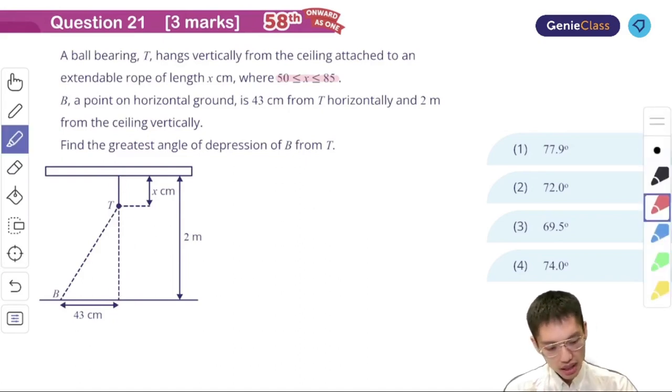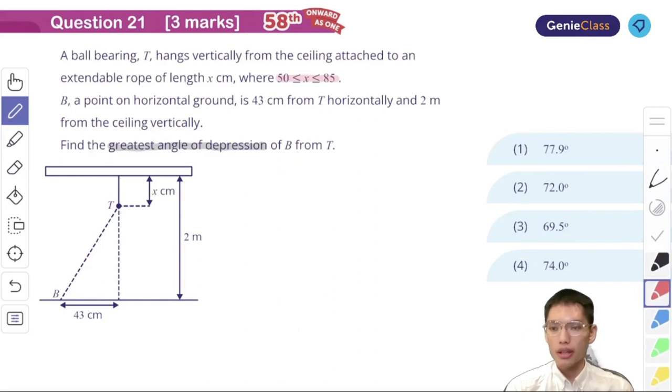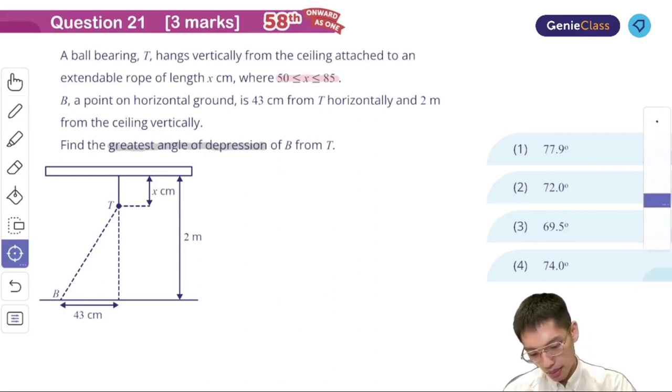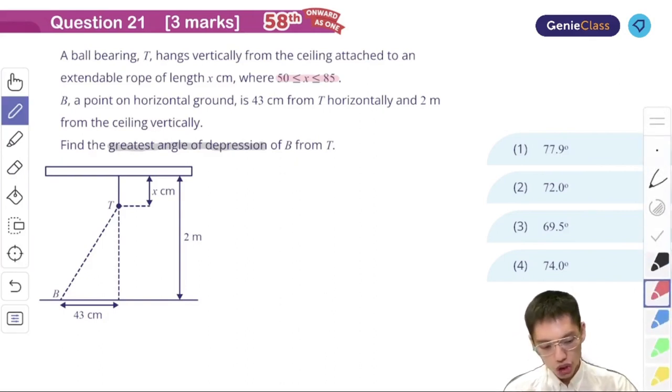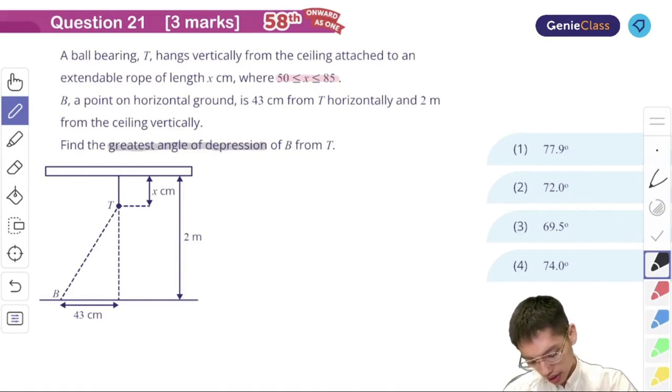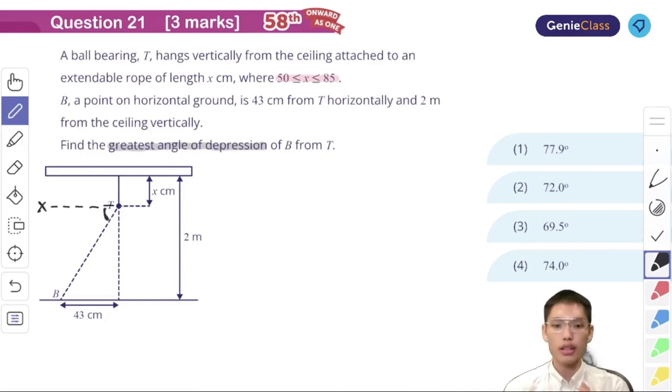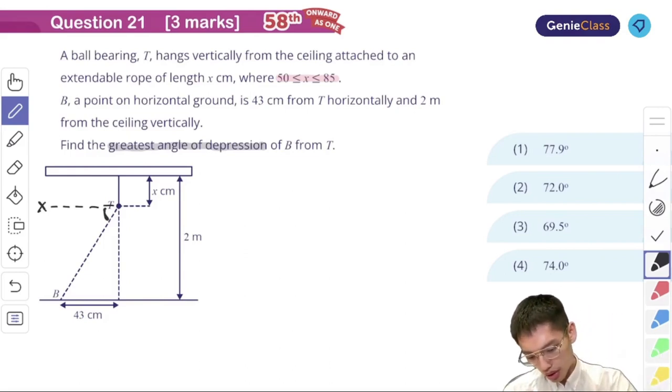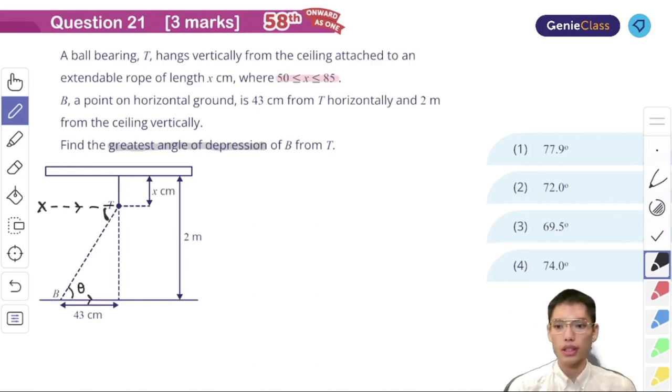So based on your understanding, how can we achieve the greatest angle of depression? Now, think about it this way. The angle of depression of B from T, that means how much this angle over here is going to be the greatest. Based on this, it may not be that intuitive to see from here. So suppose we draw a line like this, we know this angle is just this angle over here, right?